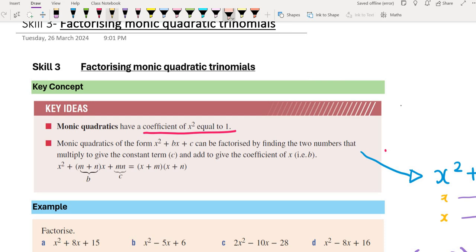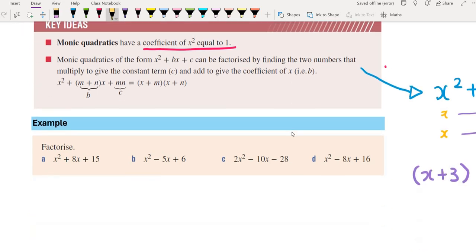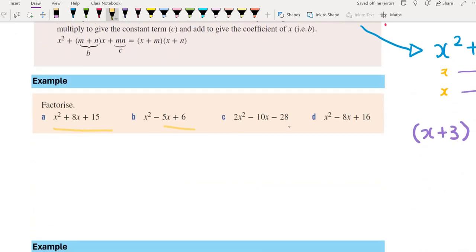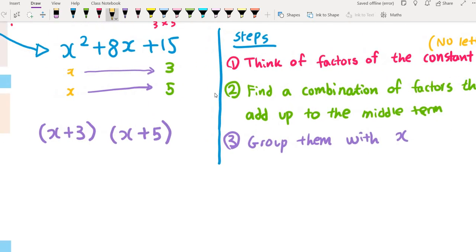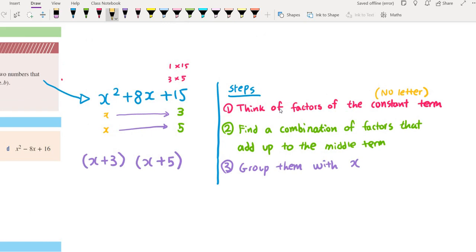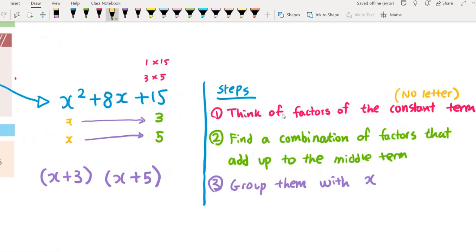Trinomials are expressions or equations that have 3 terms. So you can see there's a bunch of trinomials here. They all have 3 terms. And these are all monic. You can see they have nothing in front of the x squared. However, this one isn't monic, but we'll see how we can manipulate this and turn it into monic a little bit later.